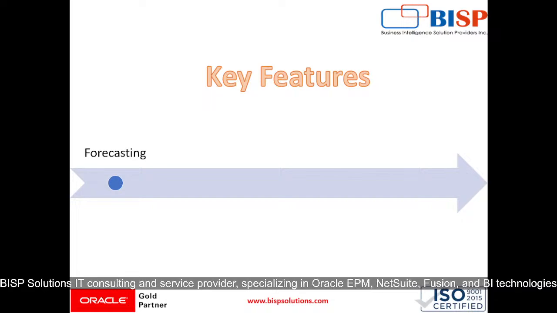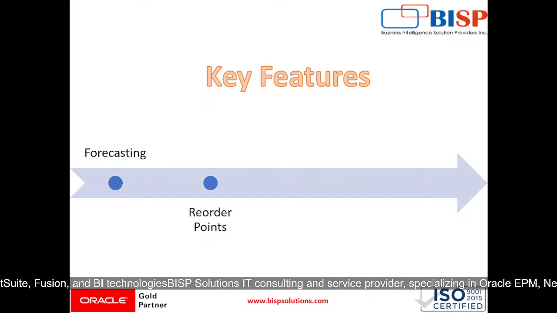Key features involved in demand planning in NetSuite is forecasting, which means predicting future demand. Forecasting analyzes past sales trends to predict future product demand. NetSuite uses different forecasting models to estimate how much stock is needed. Then comes our reorder points, where a reorder point is the stock level at which NetSuite automatically suggests creating a purchase order to replenish inventory before it runs out.